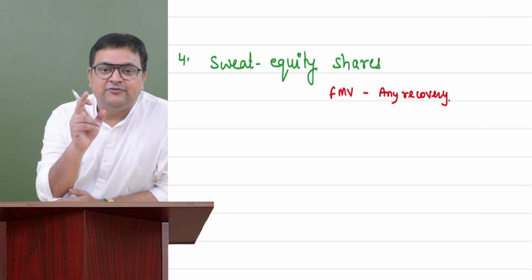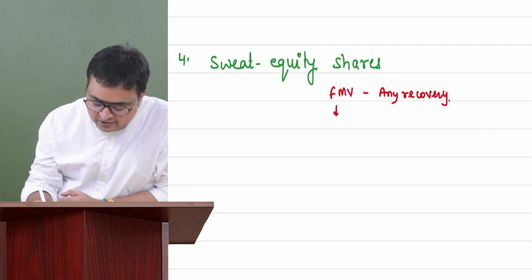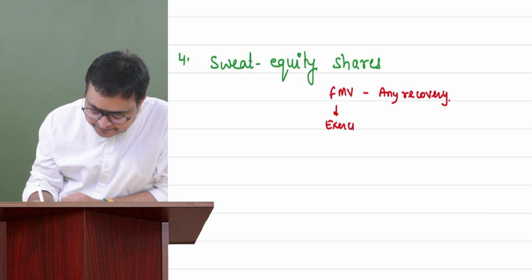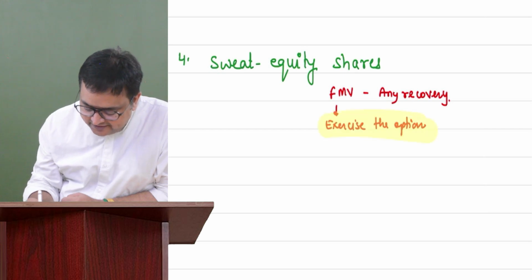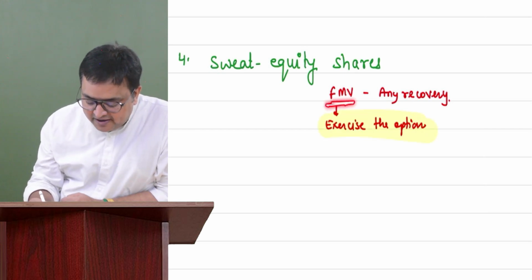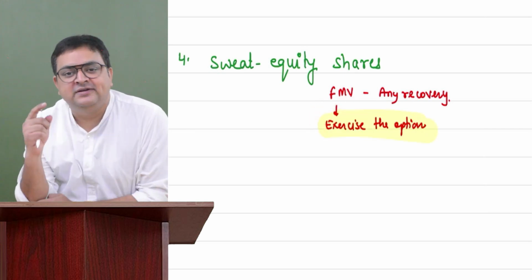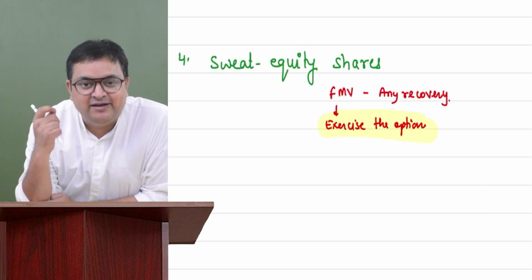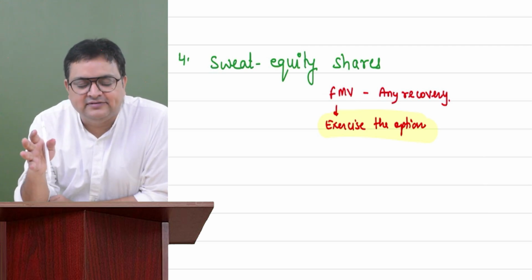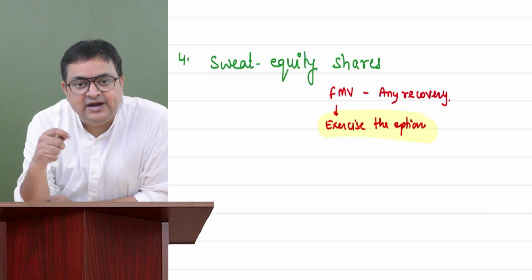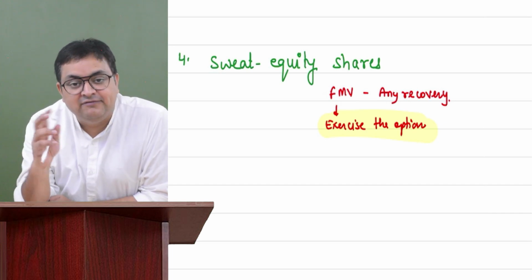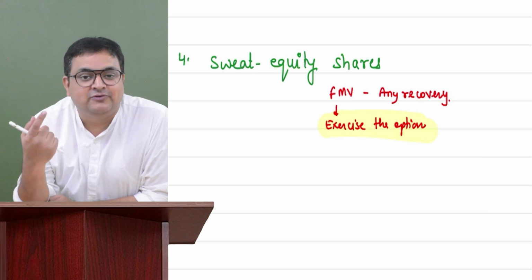So you have to take the fair market value on the date on which the employee exercises the option, that yes sir, I would like to avail this option of sweat equity shares. So in this case, the fair market value on the date on which the option is exercised. If the examiner wants to confuse you, they will give you 2-3 dates. They will give you the date on which it is offered to the employee, the date on which it is allotted to the employee, and the date on which the option was exercised.